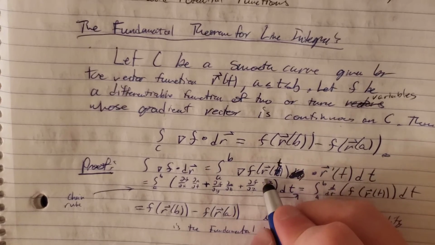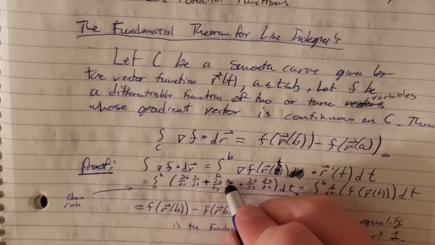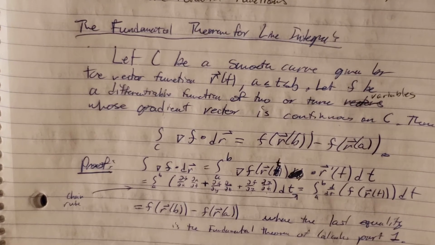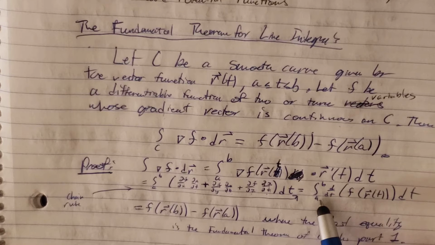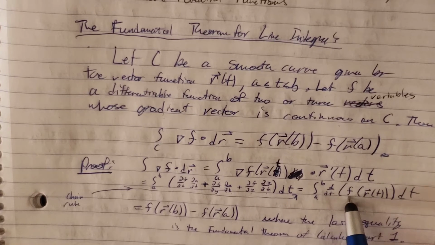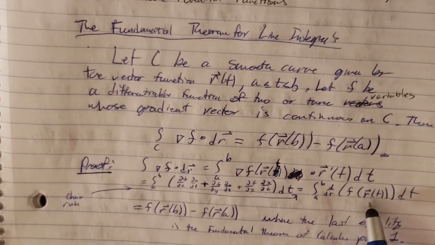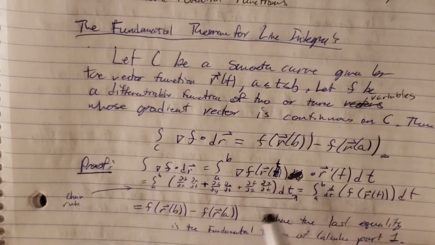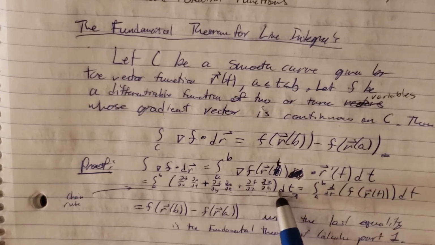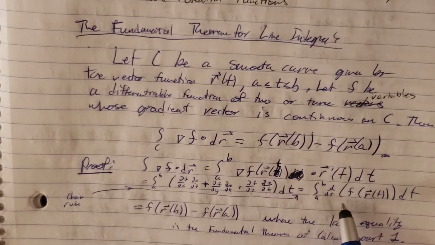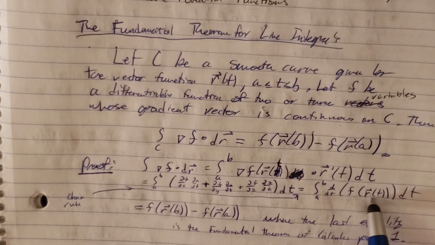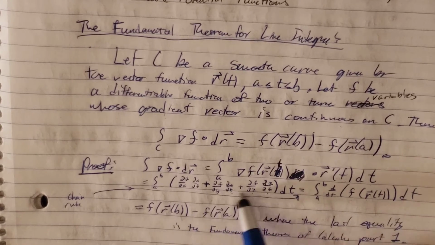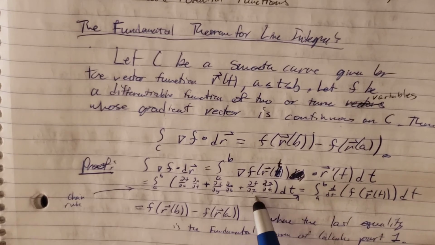I'm lying, those should be d's, not partials. All right. And all of that is equal to, of course, the integral from a to b of d/dt of f of r of t dt. And when I said of course, I just mean if we remembered that this is our chain rule. So this is the chain rule of f of r of t. So we take the derivative of f of r of t. This is exactly what we get here by the chain rule from back in chapter 14.